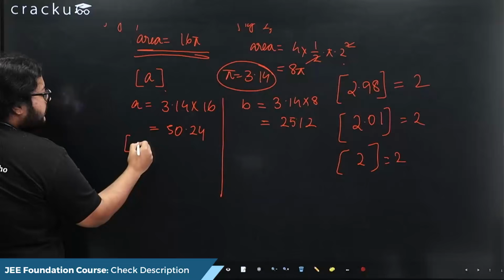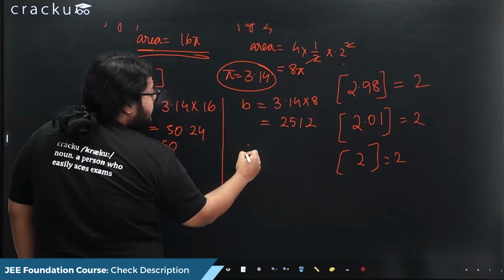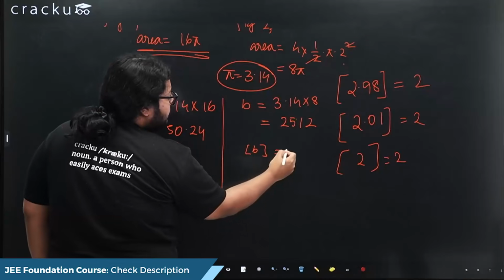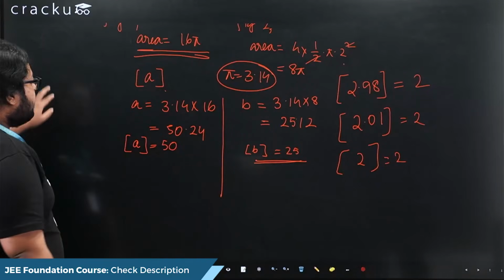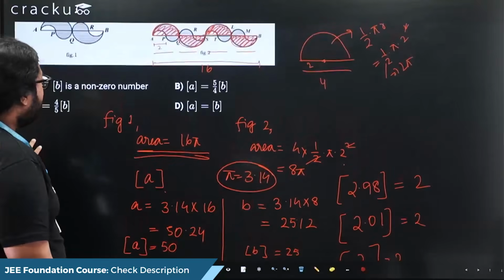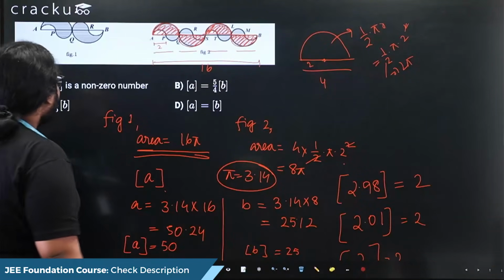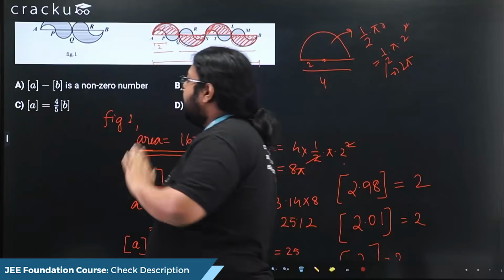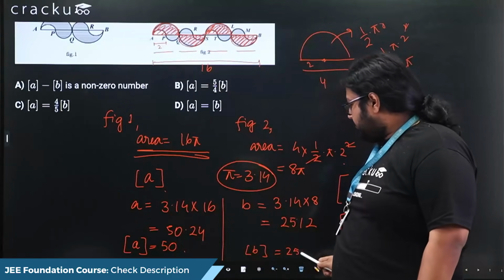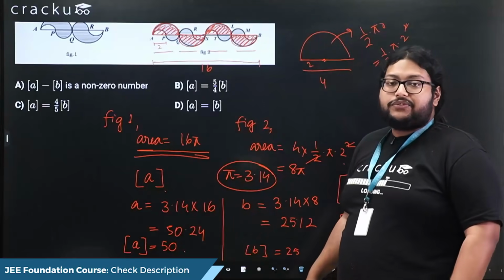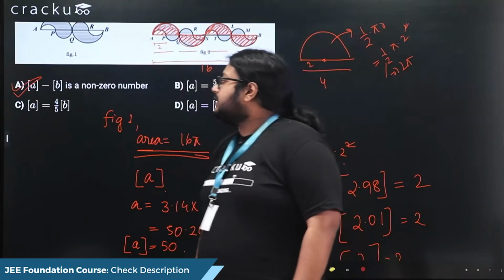So what is the greatest integer function of A? This is 50. And what is the greatest integer function of B? This is 25. So once we have these, A is 50, B is 25. Let's consider the options. GIF A minus GIF B is a non-zero number. This is true. A is 50, B is 25. 50 minus 25 is 25. So this is a non-zero number. This is correct.